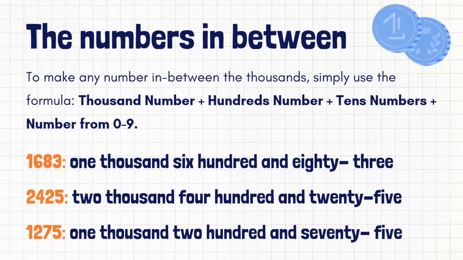The numbers in between. To make any number in between the thousands, simply use the formula: thousand number plus hundreds number plus tens number plus number from 0 to 9. For example, 1,683, 2,425, 1,275.